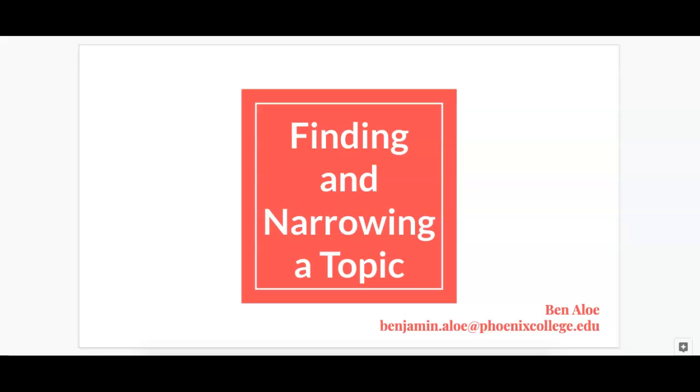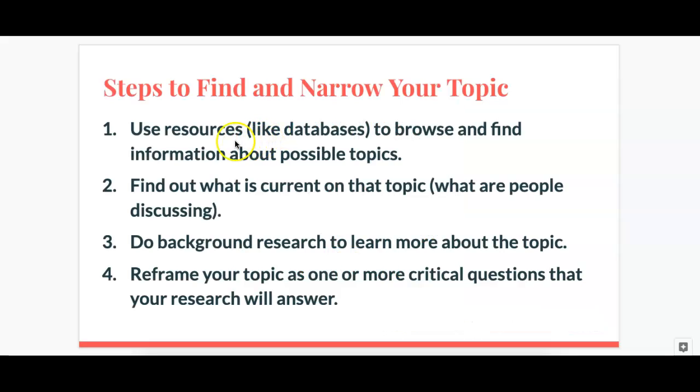In this short video, we'll be walking you through a few steps and a couple library resources that will help you to find and narrow down your topic. These steps include using resources like databases to browse and find information to brainstorm about possible topics. Use databases or other tools to find out what's current and what people are talking about in your topic. Using resources to find out background information so that you're familiar with the important people, places, and themes in your topic. And then finally, we want to use all of this information to reframe our topic as a critical question. And we'll talk about all these steps in more detail as we move along.